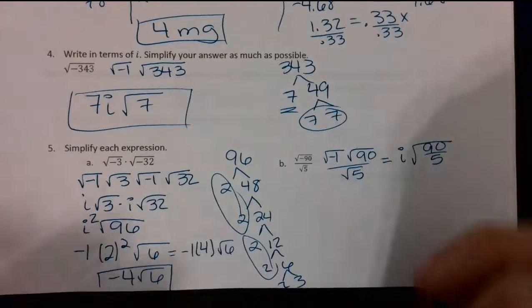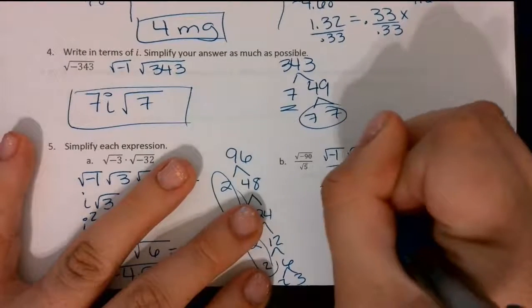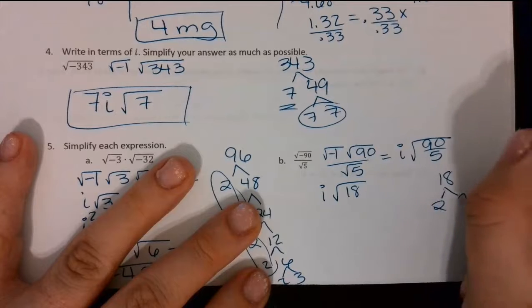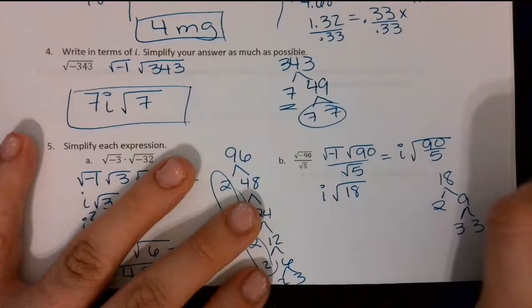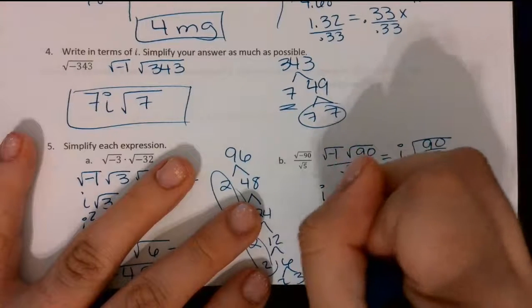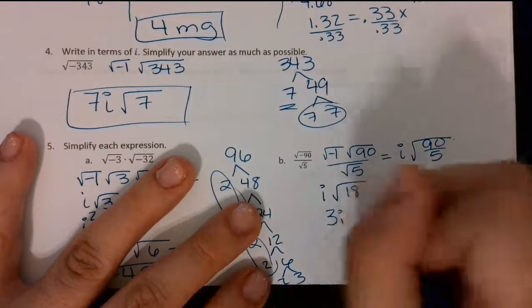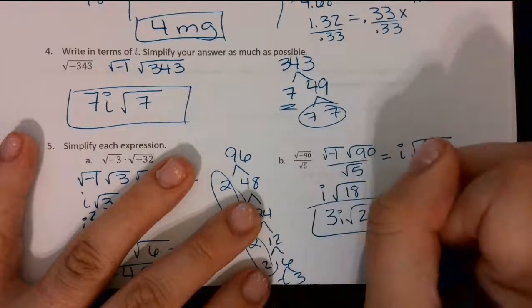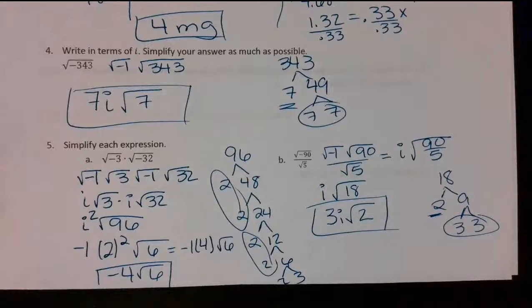Then I can simplify that fraction. So I have i square root of 18. And now I can do my factor tree for 18. So I have 2 and 9, and 3 and 3. 3 will come outside to join the i. 2 is a loser and it's left over on the inside because it doesn't have any friends. And I get 3i square root of 2.